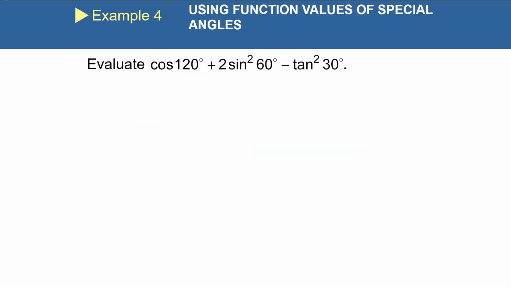Okay. All right. This is the fun part. This is where it all comes together, guys. So you have to find the cosine of 120, the sine of 60, and the tan of 30 in order to answer. Once you have those values, it's just substitution.